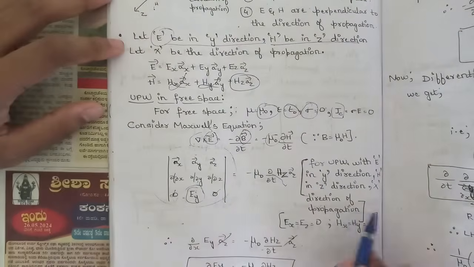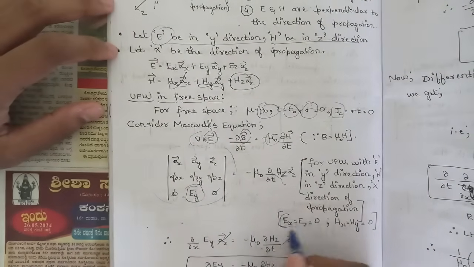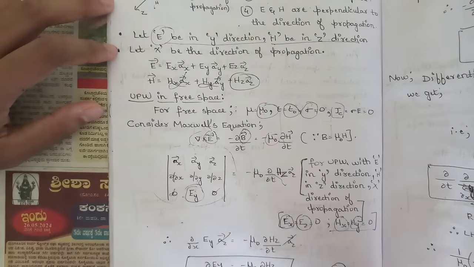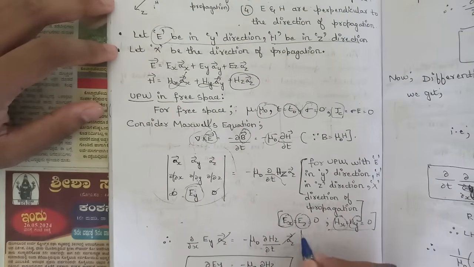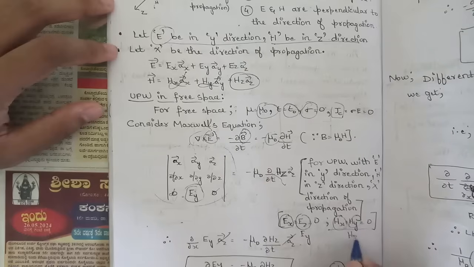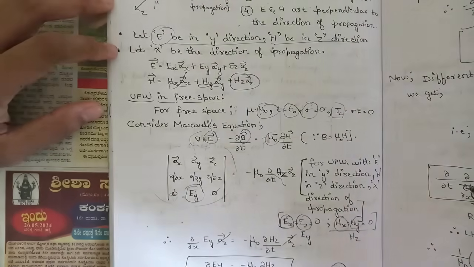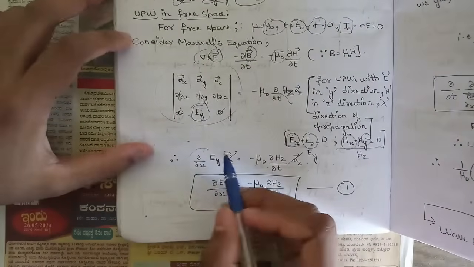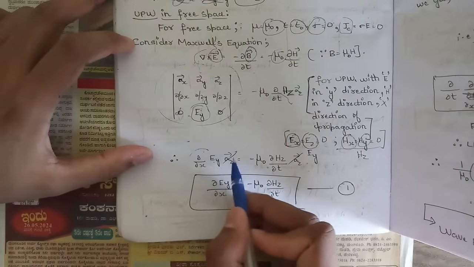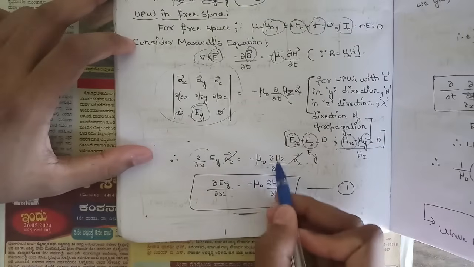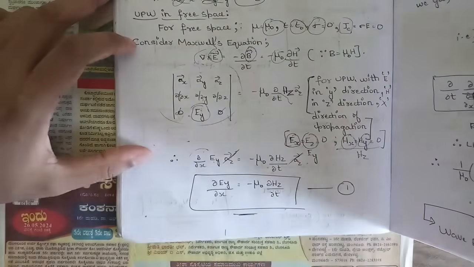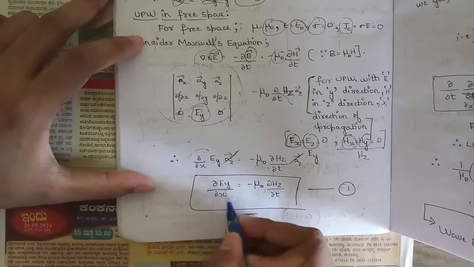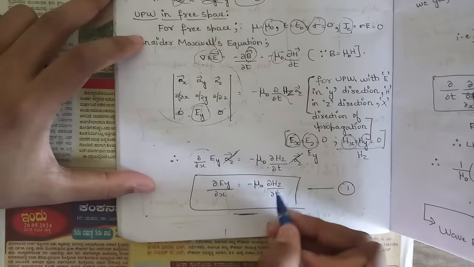X is the direction of propagation, so Ex equals Ez equals 0, and Hx equals Hy equals 0. Because we have taken E in y direction and H in z direction, the rest of the two components are equal to 0. Now after taking the determinant, this is the expression you get: dou by dou X of Ey into Az vector is equal to minus mu naught dou by dou T of Hz into Az vector. Az vector you can cancel from both sides, so the remaining term is dou by dou X of Ey is equal to minus mu naught dou by dou T of Hz.